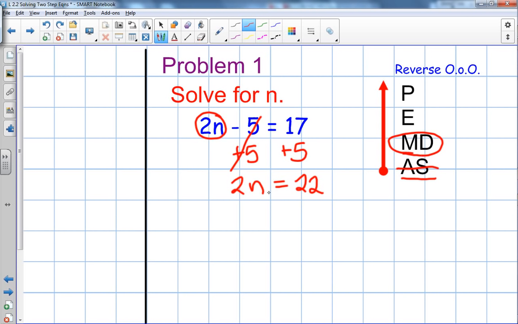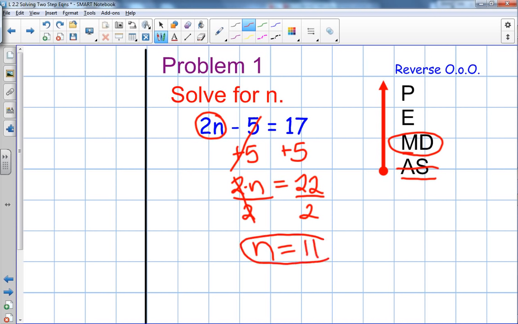Is there anything multiplying or dividing by the variable? And the answer is yes. 2n means 2 times n, so the opposite of 2 times n is divide by 2. And what I do on one side, I do on the other side. The 2's cancel. I'm left with n equals, and 22 divided by 2 is 11.